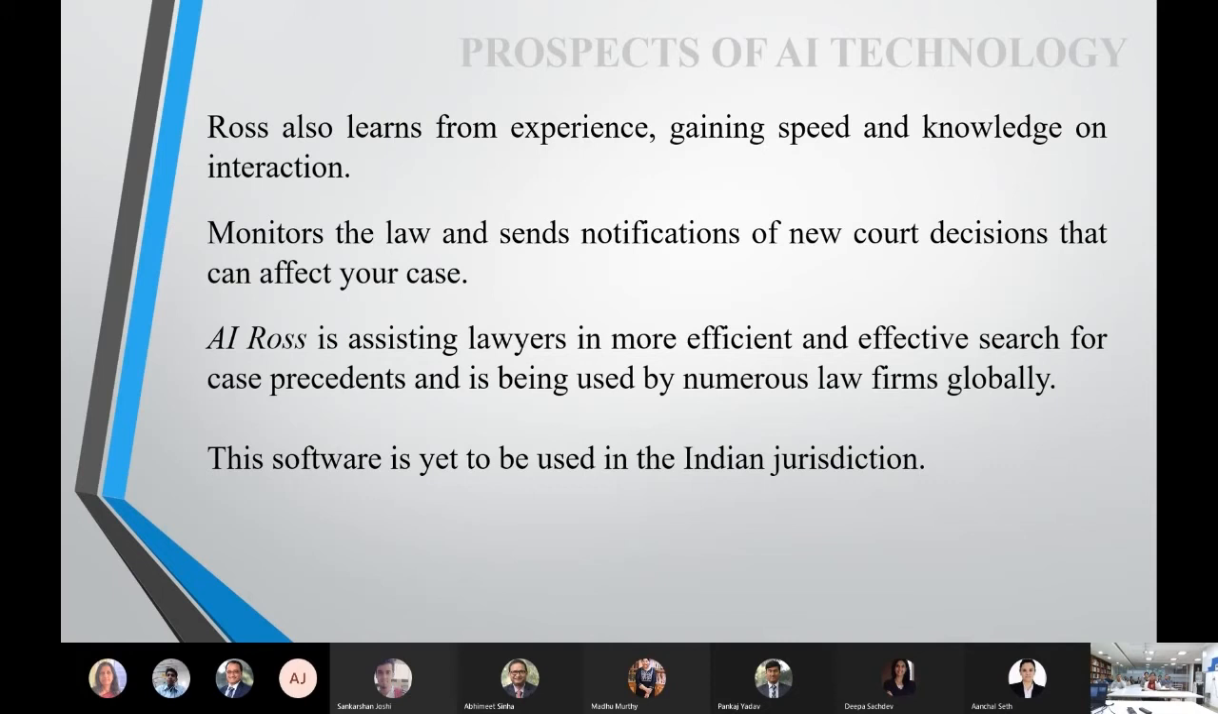Once you feed in the case law, whatever you want, the case topic which you are interested in, it will automatically send you notifications of those cases. So this is another software which is not yet used in Indian jurisdiction, though it is being used abroad by IBM. But we hope that something of this sort will also come handy in India. So this software is yet to come.